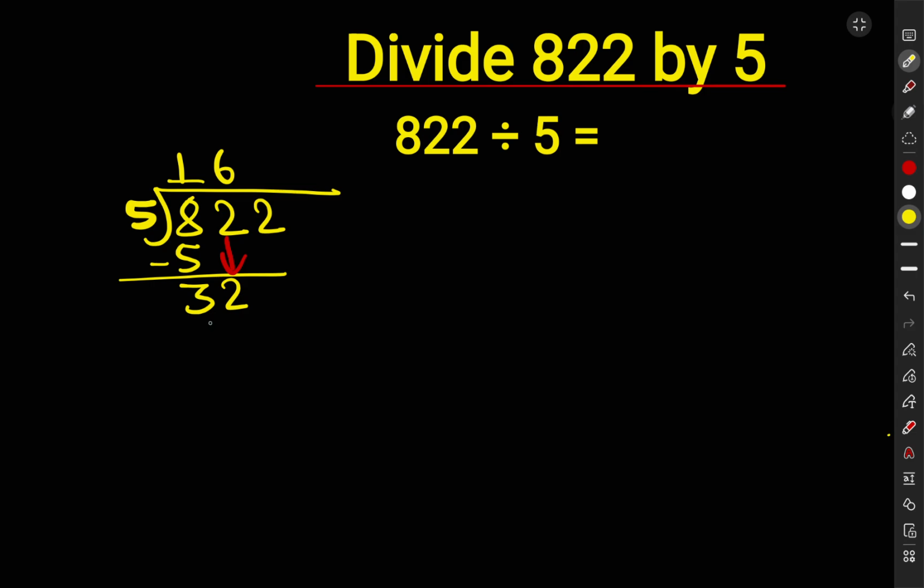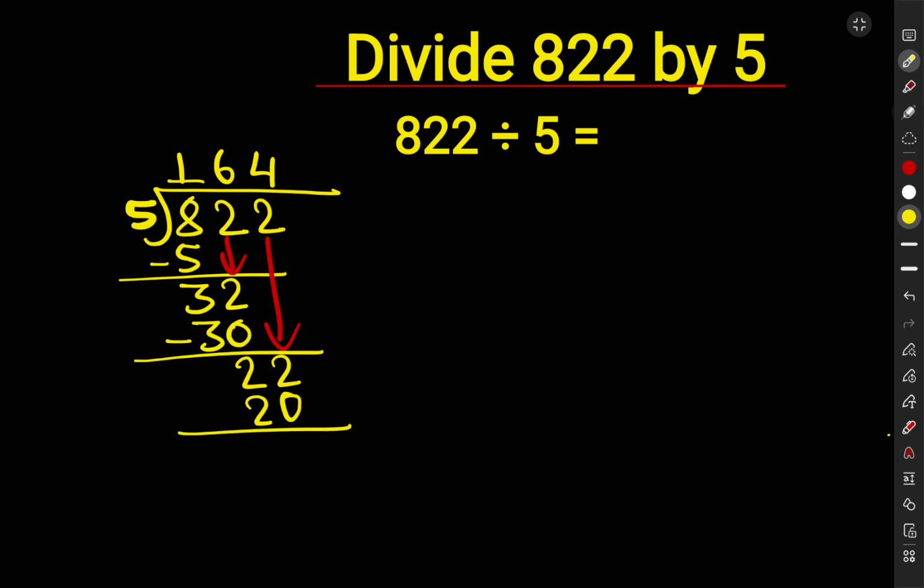5 times 6 is 30. On subtracting we get 2. So again we put down these 2 and it is 22. 5 times 4 is 20. On subtracting we get 2.